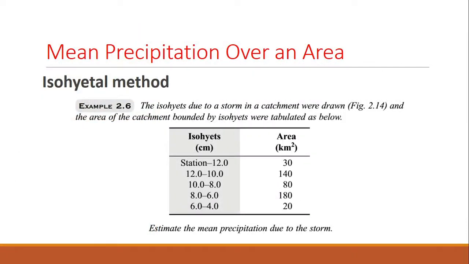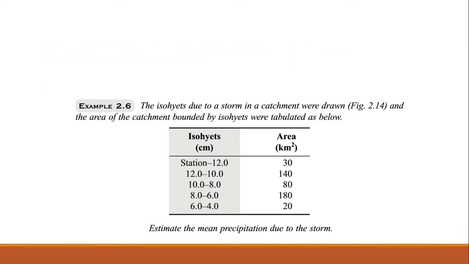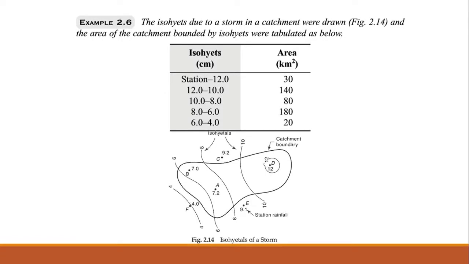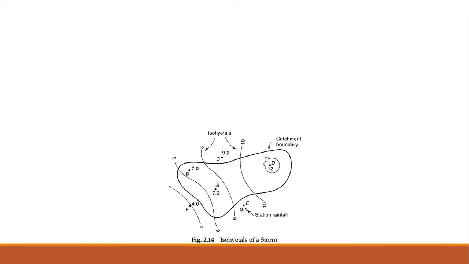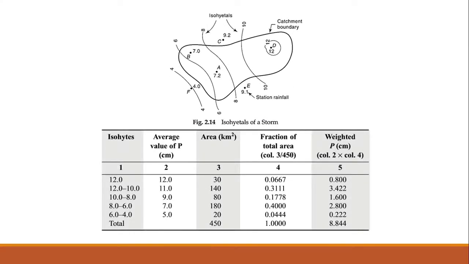So, example problem for the isohyetal method. The isohyets due to a storm in a catchment were drawn, and the area of the catchment bounded by isohyets was tabulated as below. So for our area 1, which is colored in yellow, the average value of P is equal to 12, which is also the value of its isohyet.